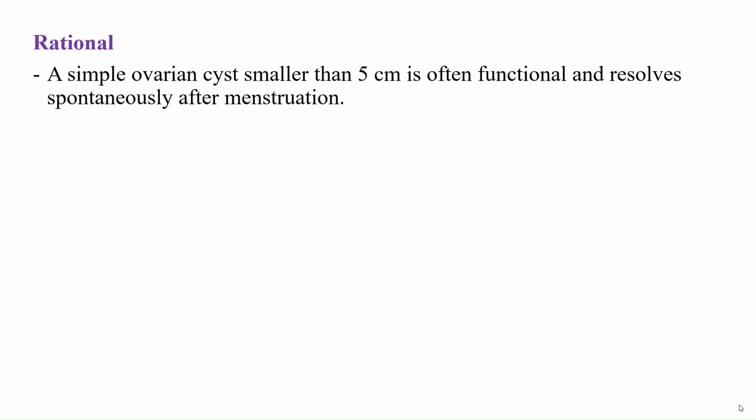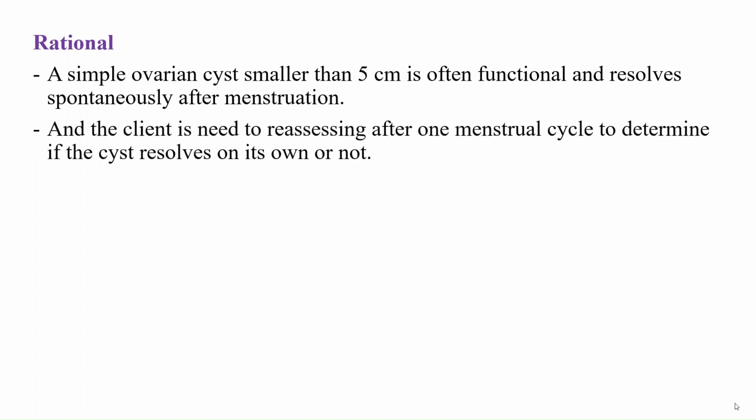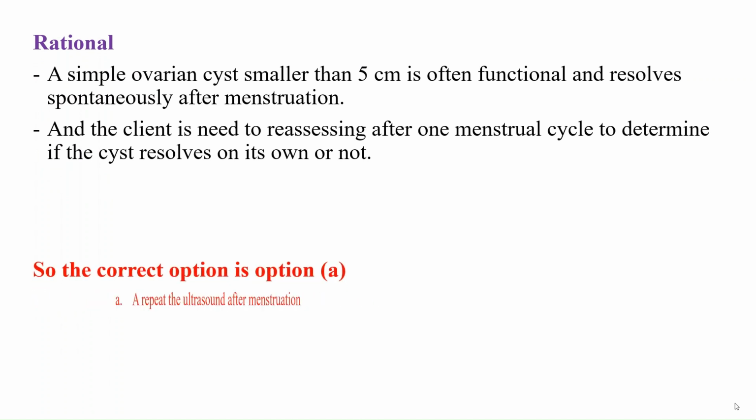A simple ovarian cyst smaller than 5 cm is often functional and resolves spontaneously after menstruation. And the client needs reassessment after 1 menstrual cycle to determine if the cyst resolves on its own or not. So the correct option is option number A, repeat the ultrasound after menstruation.